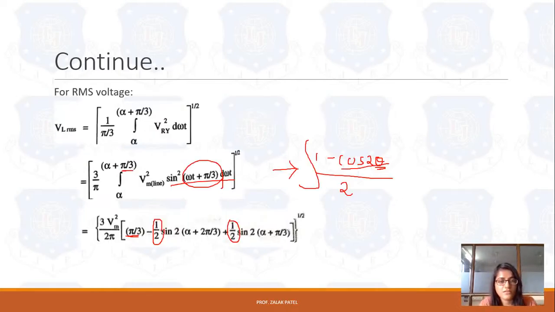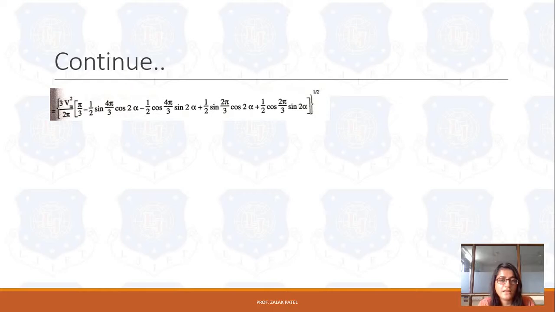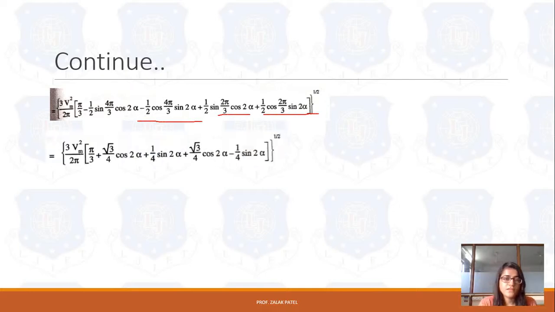The last equation is this. Here, instead of sine 2 alpha plus pi by 3 and sine 2 alpha plus pi by 3, it can be written in terms of sine and cos like this. These terms are because of the simplification. Next, if we rearrange the given term, then it can be written here. We put the values of sine 4 pi by 3, cos 4 pi by 3, sine 2 pi by 3 and cos 2 pi by 3.